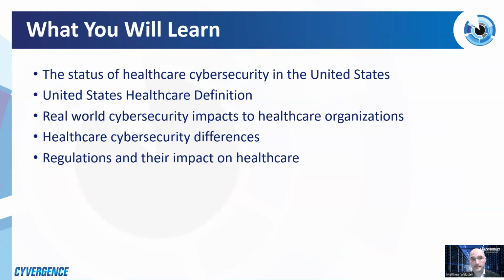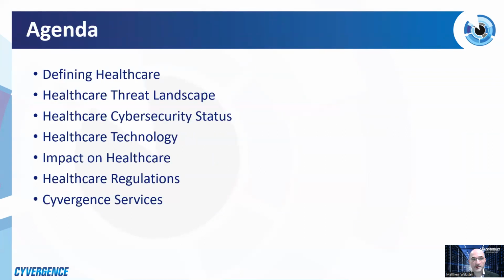So what are you going to learn today? Today, we're going to cover the status of healthcare cybersecurity. We're going to look at the United States healthcare definition. We'll look at real-world cybersecurity impacts to healthcare organizations. We'll look at some of the differences of healthcare cybersecurity and how it affects the cybersecurity landscape. And we'll look at some of the regulations and their impact on healthcare. So the agenda today, the sections are defining healthcare, the healthcare threat landscape, healthcare cybersecurity status, healthcare technology, the impact on healthcare, healthcare regulations, and of course, Cyvergence services.